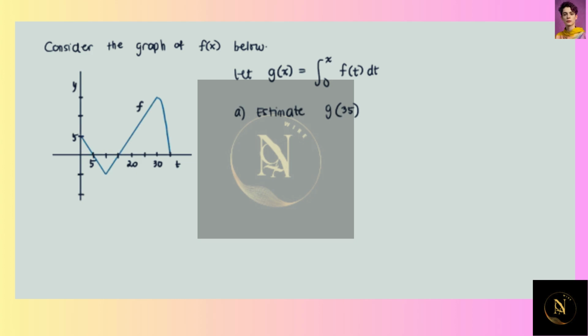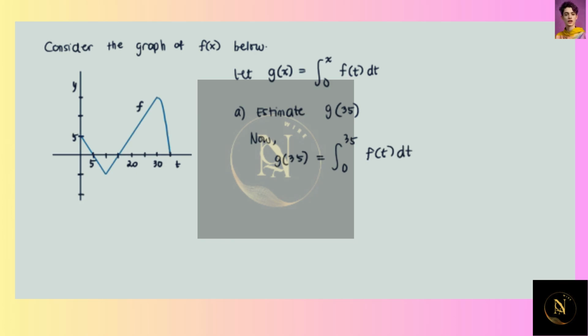Consider the graph of f of x below. Let's say g of x is equal to the integral from 0 to x of f of t dt, and we want to estimate the value of g when x is 35. Now, our g of 35 is simply the integral from 0 to 35 of f of t dt.